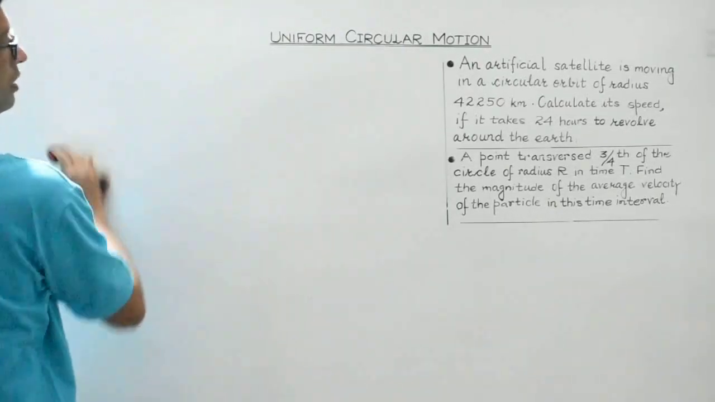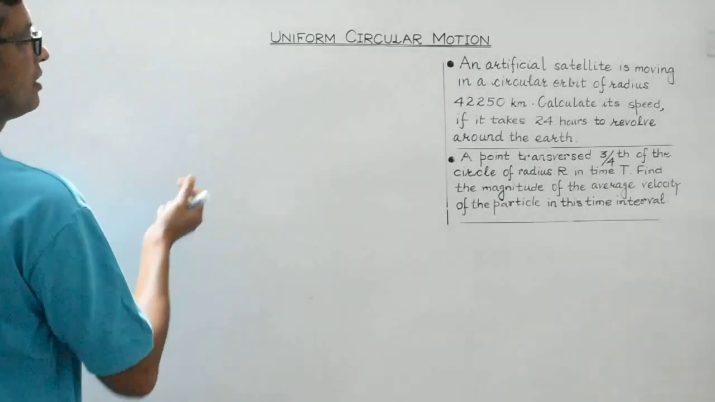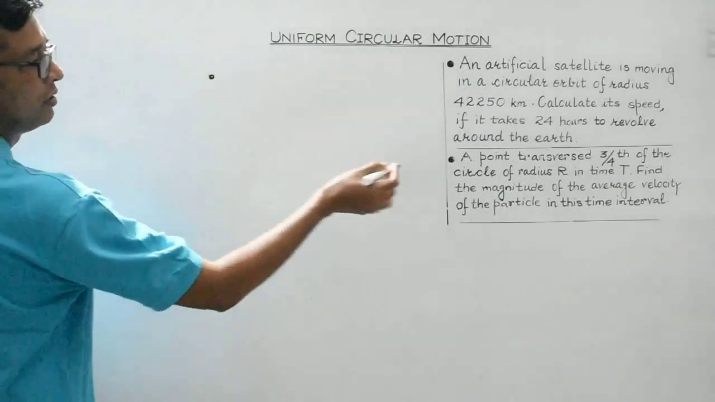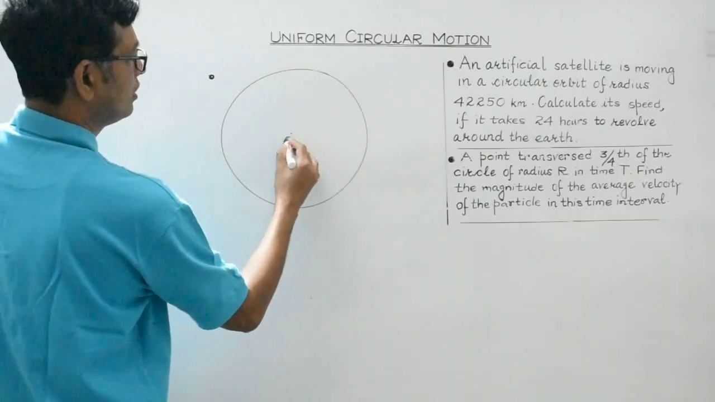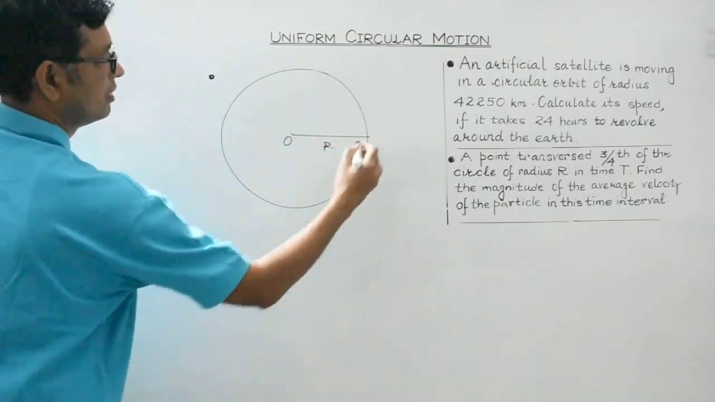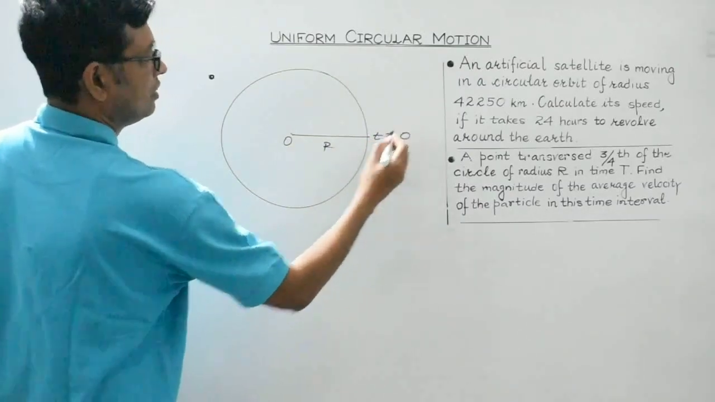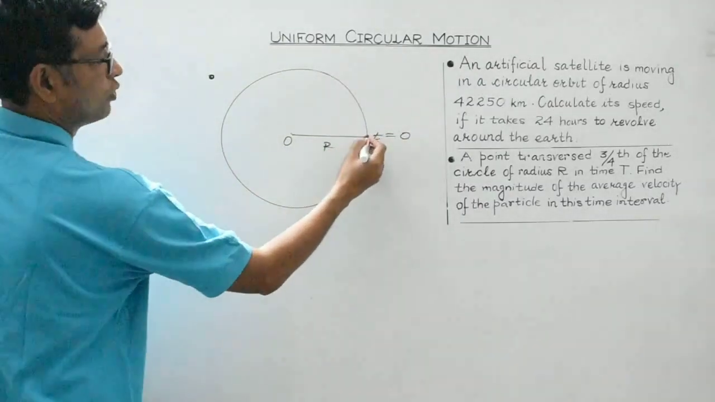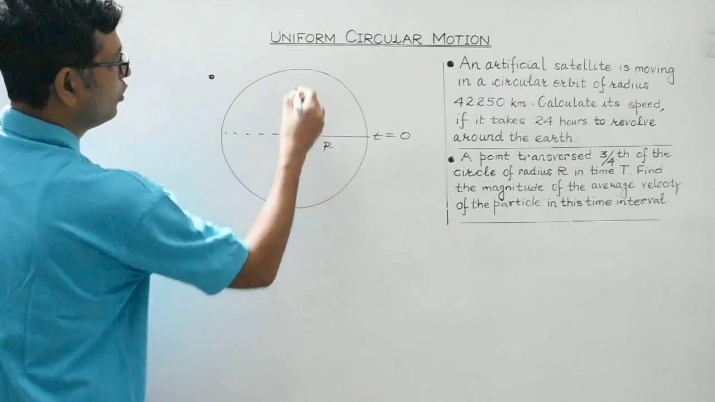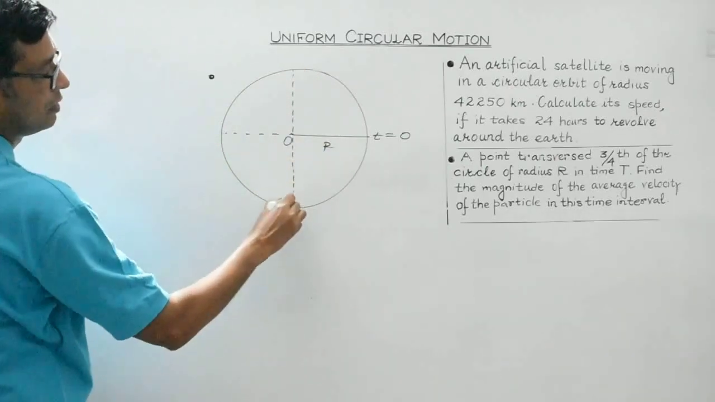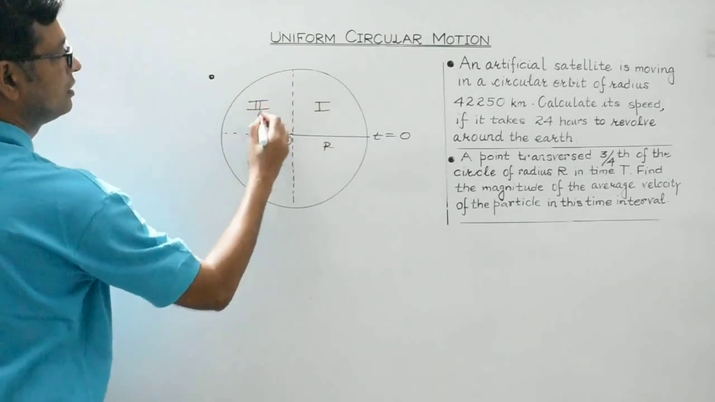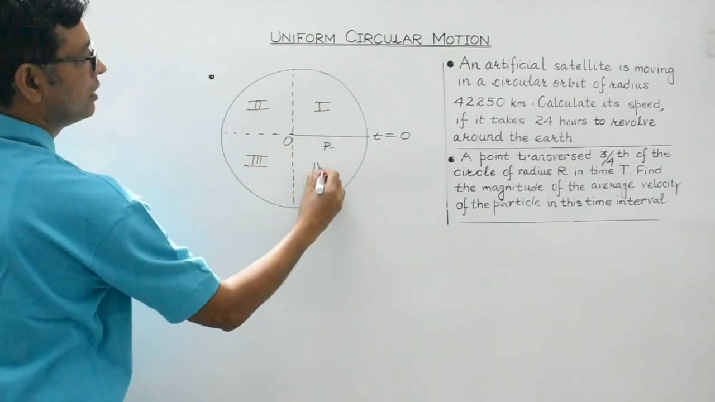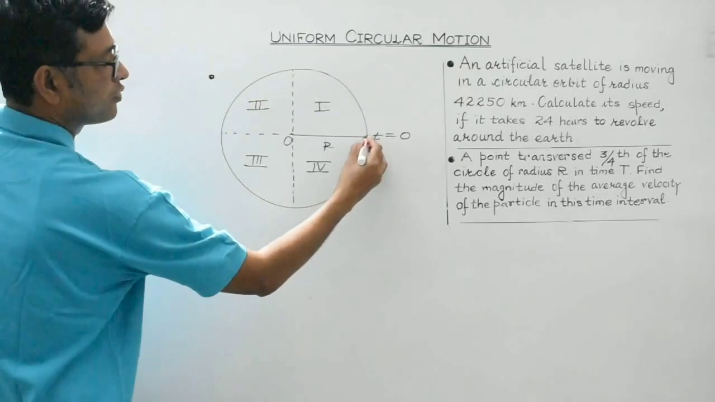Let's see. A point traversed 3/4 of the circle of radius r. Look, this is the center, this is the radius. A body starts from here, right? 3/4 can be divided into 4 equal parts. These are the 4 equal parts: first, second, third and fourth. A body starts from this point.